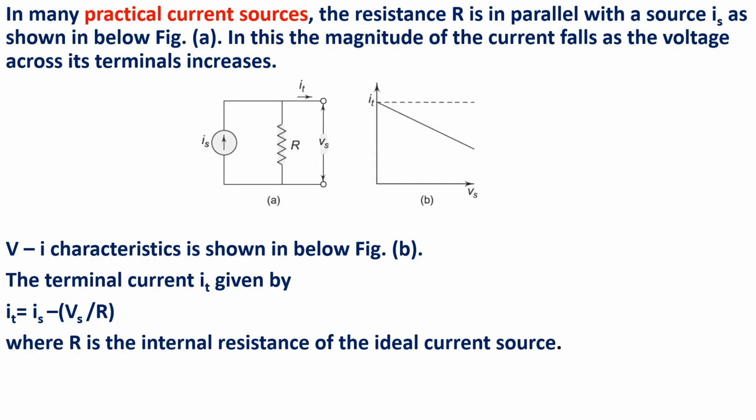The terminal current Is of t is given by Is minus Vs by R, where R is the internal resistance of the ideal current source.